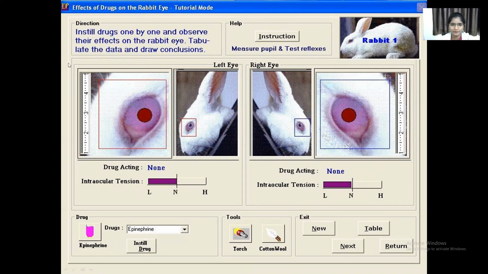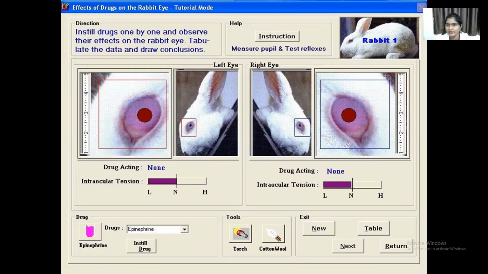So in this screen, you can see on the top left side that directions are there. So what are the directions? Instill drugs one by one and observe their effects on the rabbit eye. Tabulate the data and draw conclusions. This is the first one, the directions. Besides that, instructions are there. If you click on this, you will get instructions on how to do the practical.